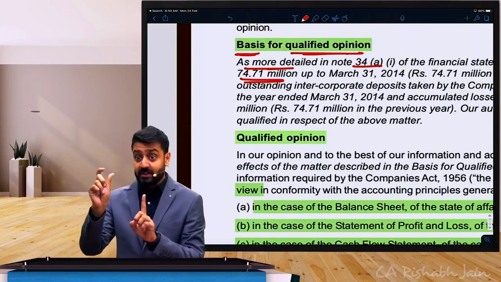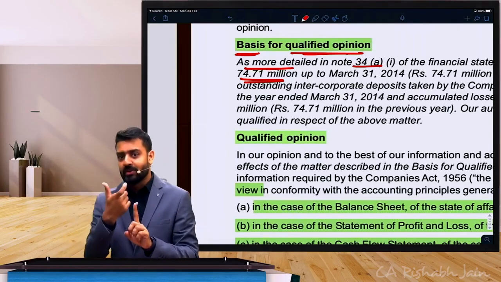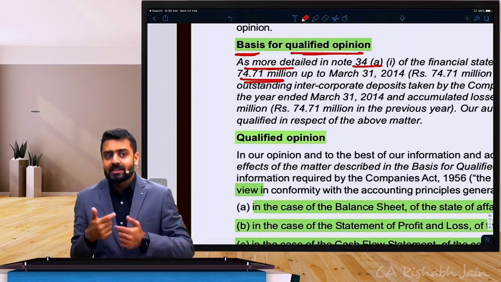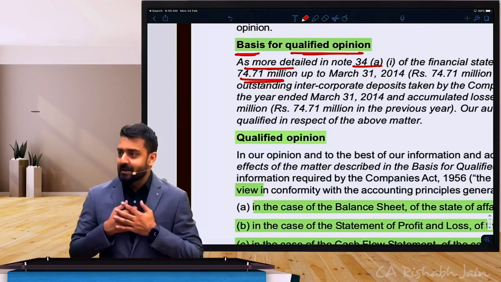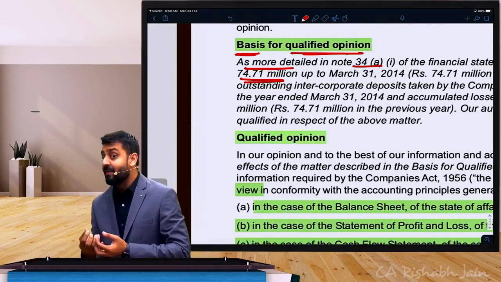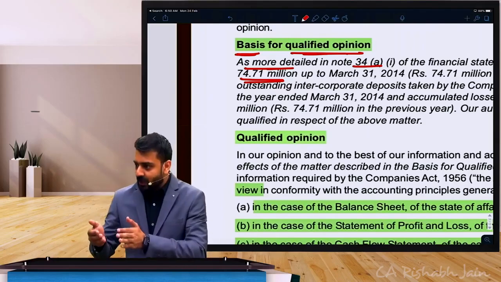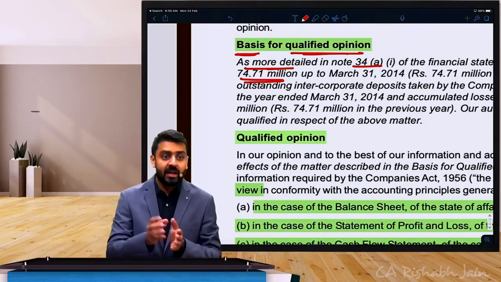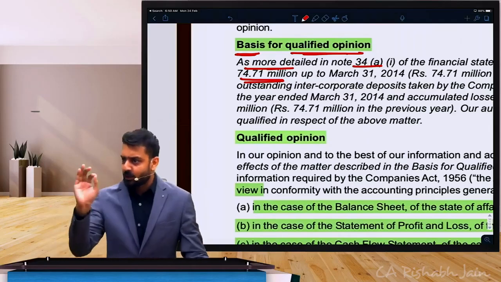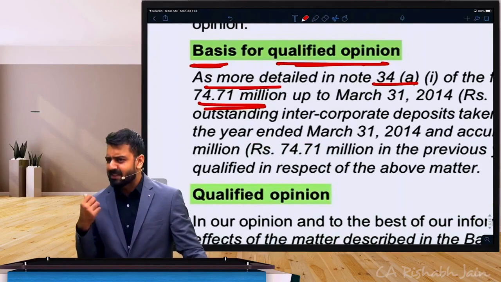Now, the question is whether it is intentional or unintentional. The problem with the word provision is that you really don't know whether it is intentional or unintentional, because a provision requires judgment on the part of management, and whenever there is judgment, there is subjectivity involved. Are they doing it intentionally or unintentionally? It's very difficult to identify. But look at the amount involved, 74 million. For any Indian company, do you think it's a material amount?